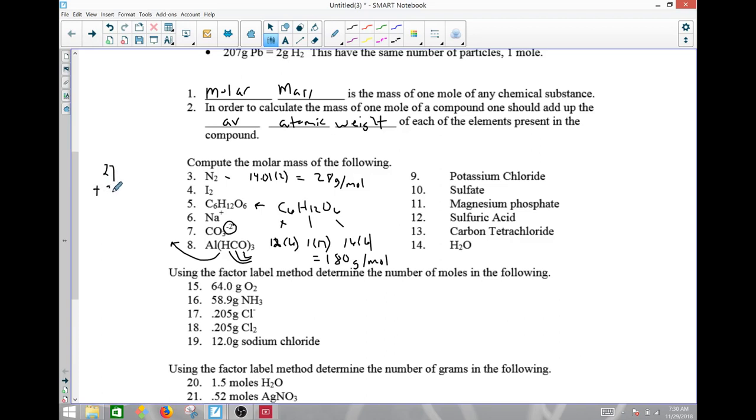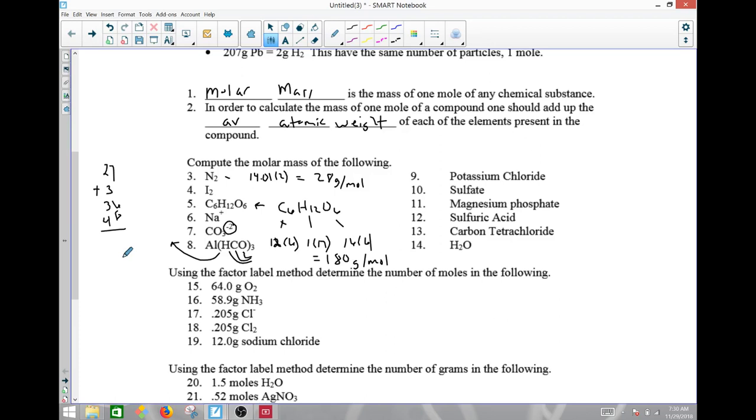1 times 3 is 3. And the carbon is going to be 12, 24, 36 for the carbon. And then the oxygen is 16 times 4 is 48. And you add those up for all your individual weights. And this will give you the total molecular weight or the molar mass.